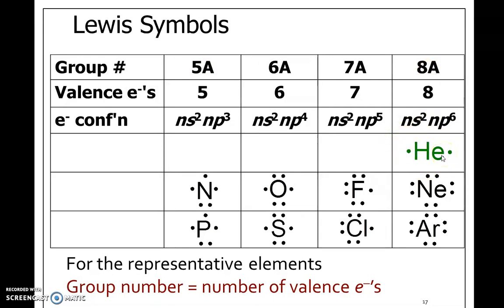So if you remember from chapter 6, we talked about the shell. When n equals 1, it can only hold 2 electrons. When n equals 2, you have the s orbital and the p orbital, which can hold 8 electrons, and so forth. But you can see that there are 8 electrons around the noble gas configurations.